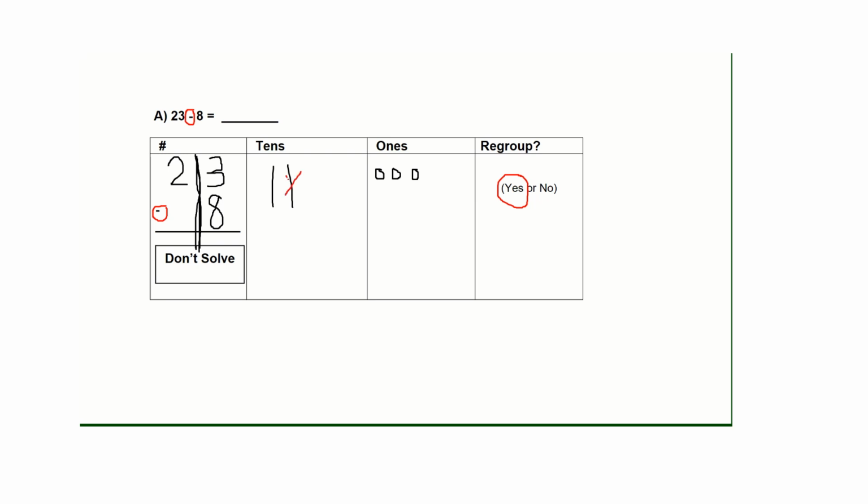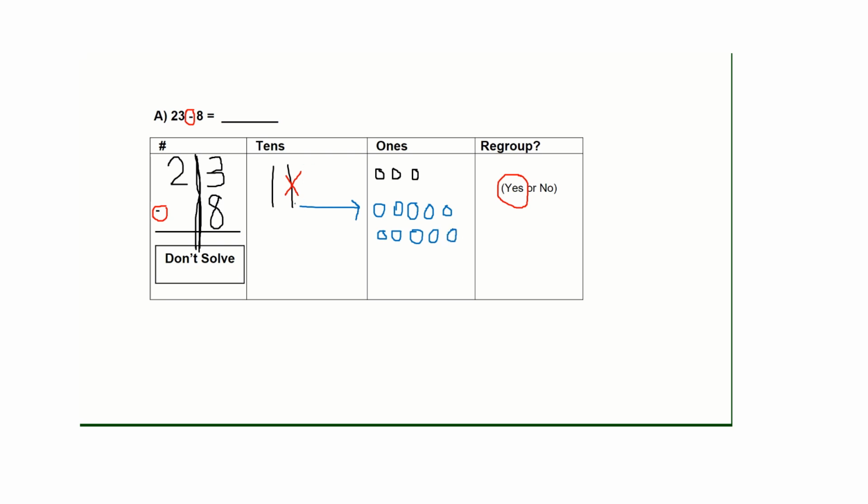I'm going to cross out my ten stick. I am going to draw an arrow to the ones place because I'm going to give this ten stick away. And now I'm going to draw 10 ones cubes. So 1, 2, 3, 4, 5, 6, 7, 8, 9, and 10.